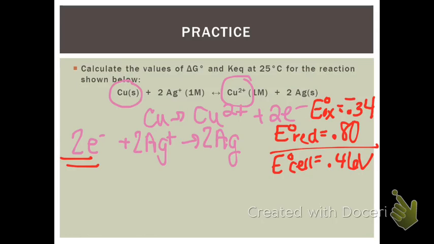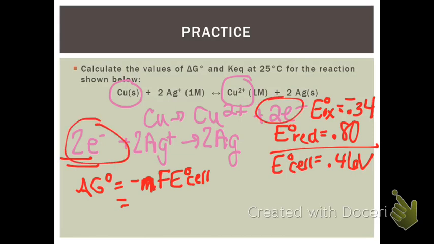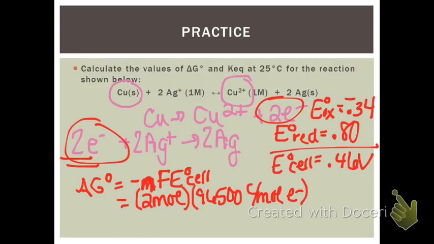To calculate delta G, I'm going to do negative nF E naught cell. Now the n here, how many moles of electrons were transferred? The commonality is 2. F is 96,500 coulombs per mole of electrons. And E naught cell we just calculated as 0.46 volts.